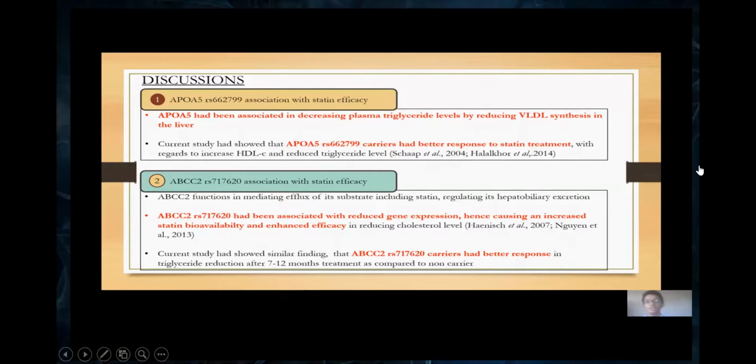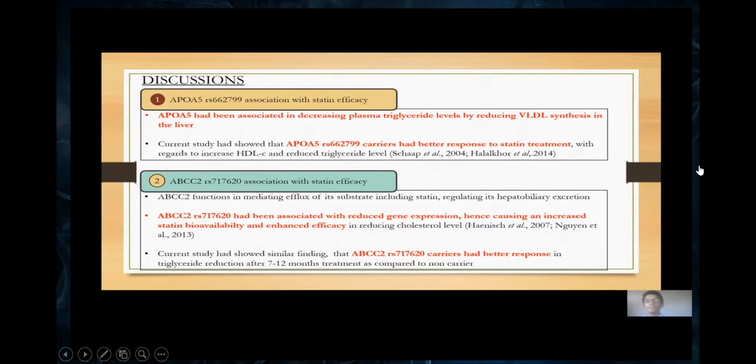For ABCC2 RS717620, based on previous study, had been associated with reduced gene expression, therefore causing an increased statin bioavailability and enhanced efficacy. And our current study showed that these minor allele carriers for this SNP had a better response in terms of triglyceride reduction.